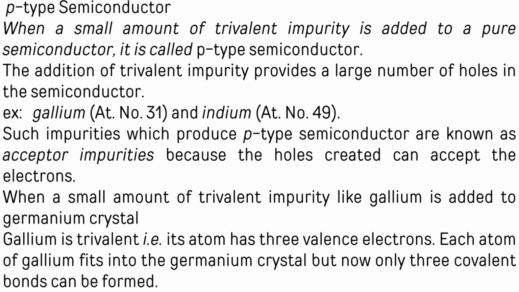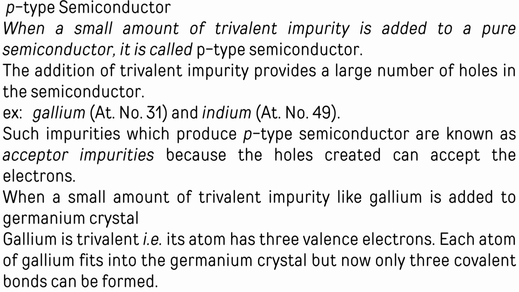P-type semiconductor. When a small amount of trivalent impurity is added to a pure semiconductor, it is called a P-type semiconductor. The addition of trivalent impurities provides a large number of holes in the semiconductor. Examples are gallium, atomic number 31, and indium, atomic number 49. Such impurities which produce P-type semiconductors are known as acceptor impurities because the holes created can accept electrons.